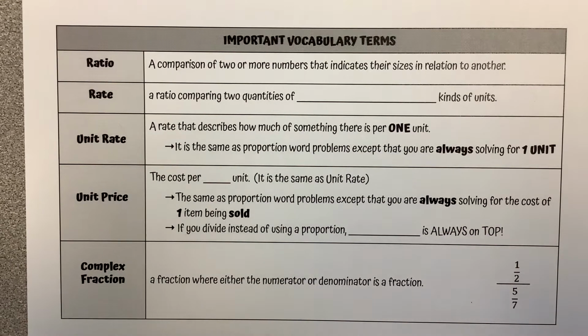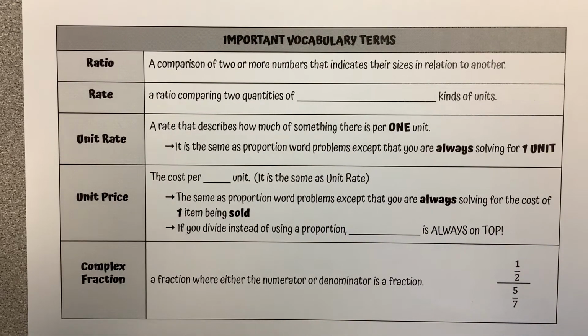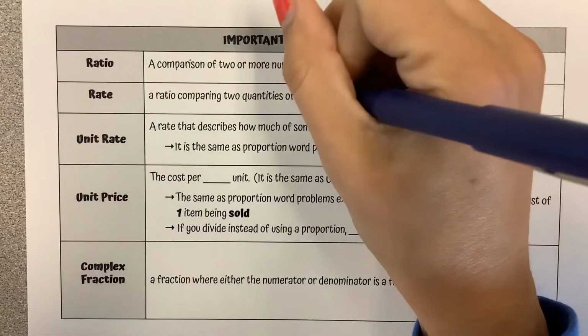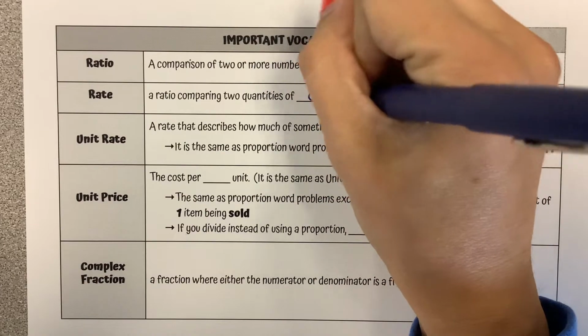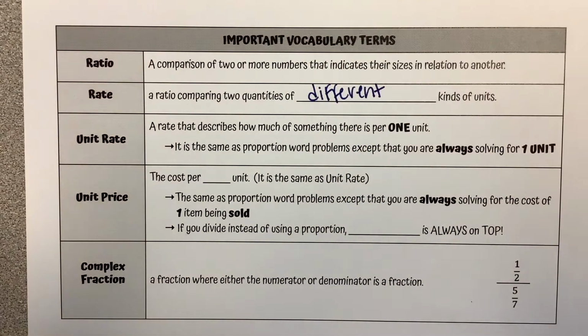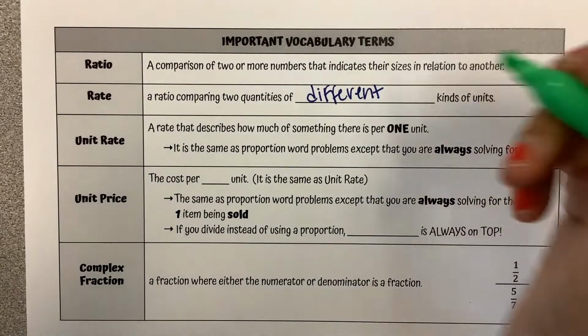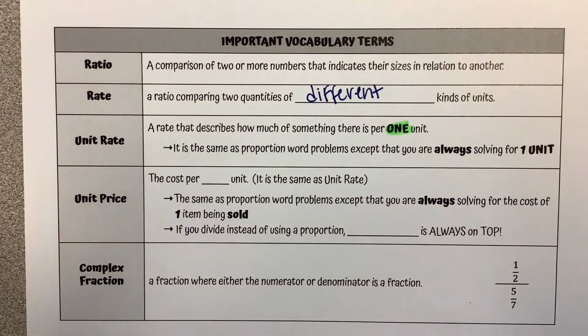A ratio is a comparison of two or more numbers that indicates their sizes in relation to another. A rate is a ratio comparing quantities of different kinds of units. So cats to dogs, miles to hours, so two different things being compared. And then more specifically, a unit rate is a rate that describes how much of something there is per 1 unit. So it's always for 1 unit.